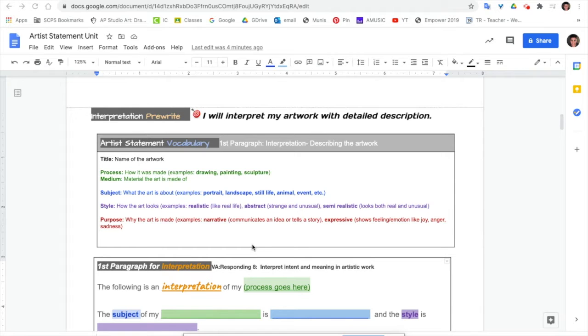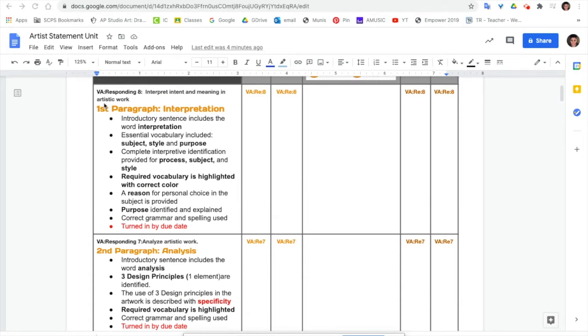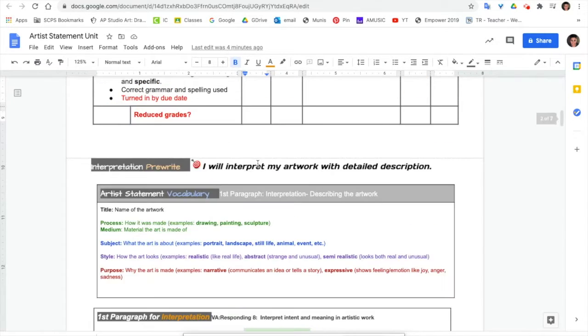This is lesson 1 of our artist statement unit, and this lesson focuses entirely on your interpretation. So our learning target for this is: I will interpret my artwork with detailed description, which coincides with this standard, visual art responding 8, interpret intent and meaning in artistic work. So you will actually receive a grade, an IC grade, for this standard today. Your paragraph is due today by the end of class.